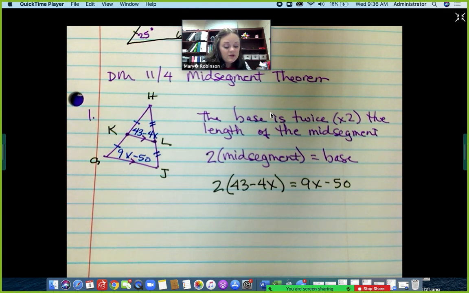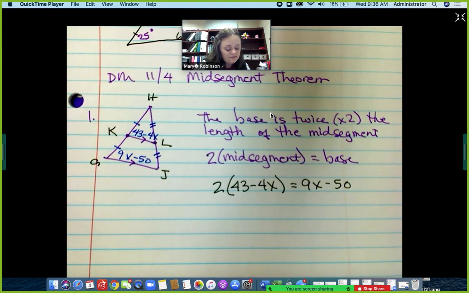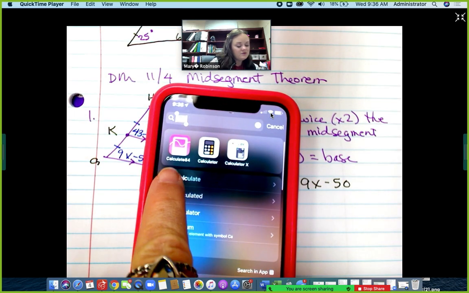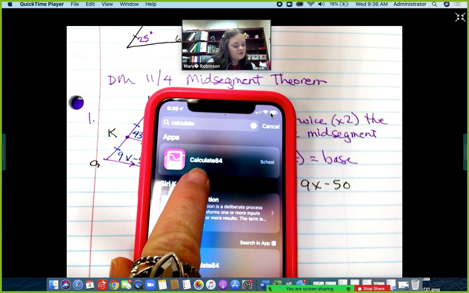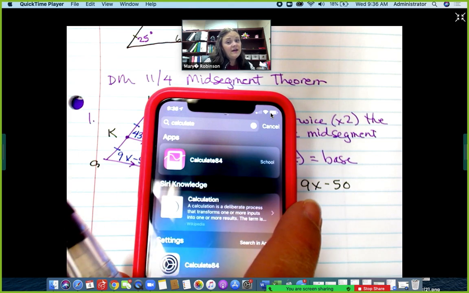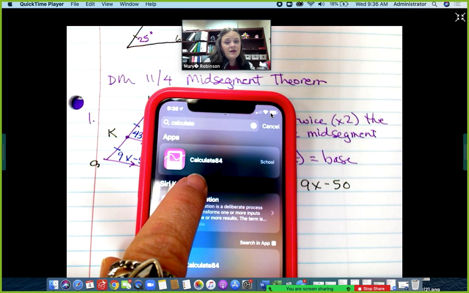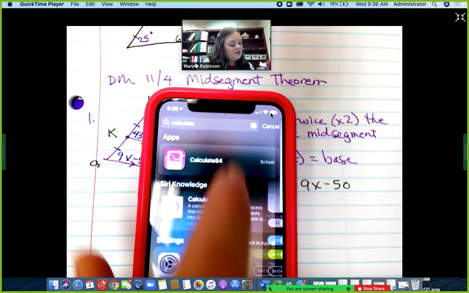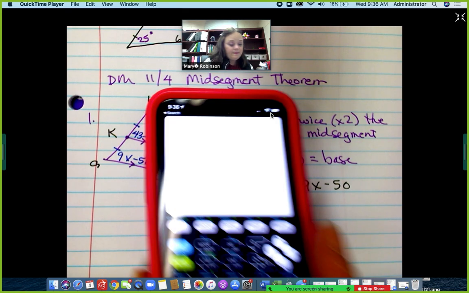So I'm going to open up my Calculate 84 app on my phone, and I recommend you do the same. Or if you have the graphing calculator at home, that's awesome too. So I'm going to use my Calculate X app. For those of you that still don't have it, please go to your app store, or if you have Android, you should be using the Wabbit Emu app. But reach out to your teachers. We'll help you download a good free calculator. So use your Calculate 84 app to help us out.